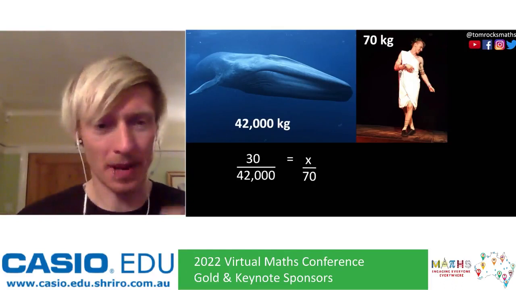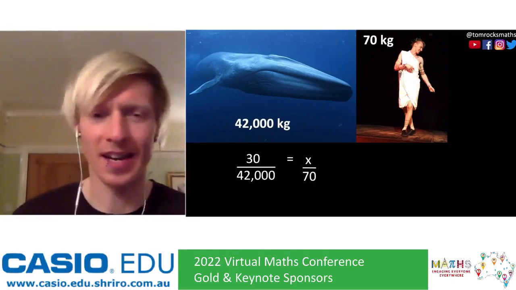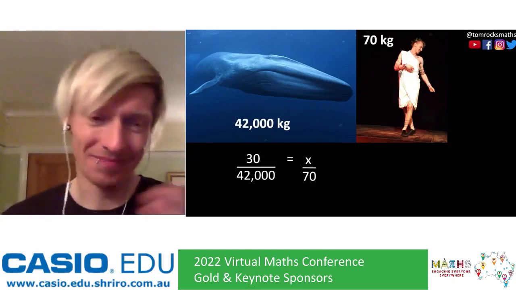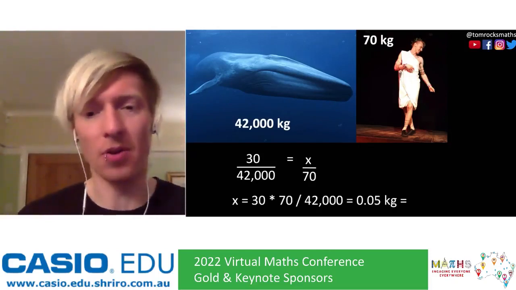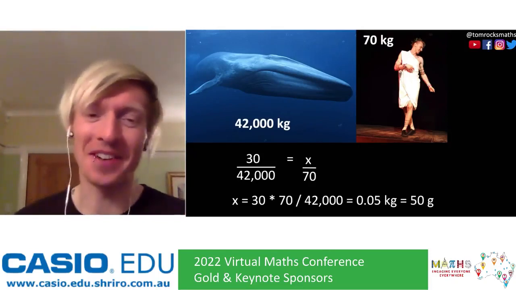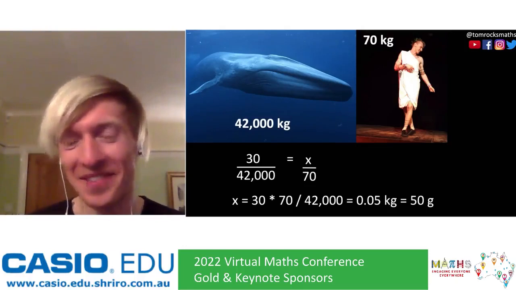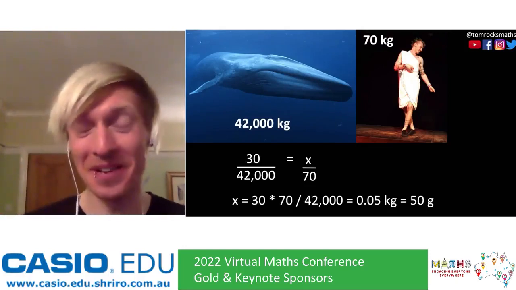So we can just multiply both sides by 70, and then you get 70 times 30, which is a nice 2100. And so it cancels really nicely with the 42,000. And so we're going to get 0.05 kilograms, which is about 50 grams, which sounds exactly like what a lot of you are saying. So very well done, everybody, for doing your first bit of maths this morning, possibly.